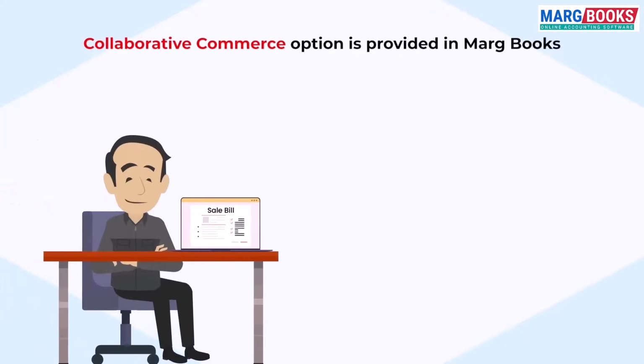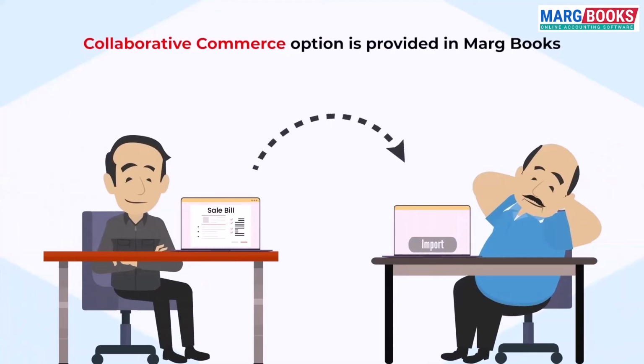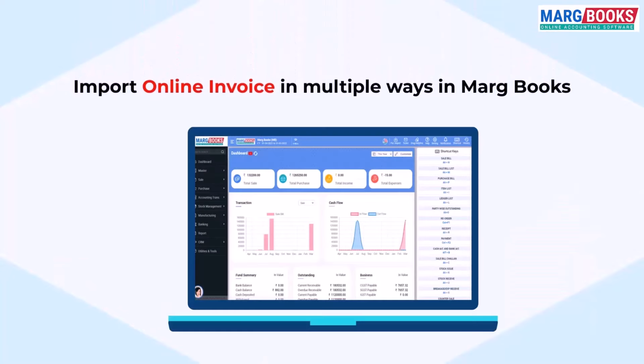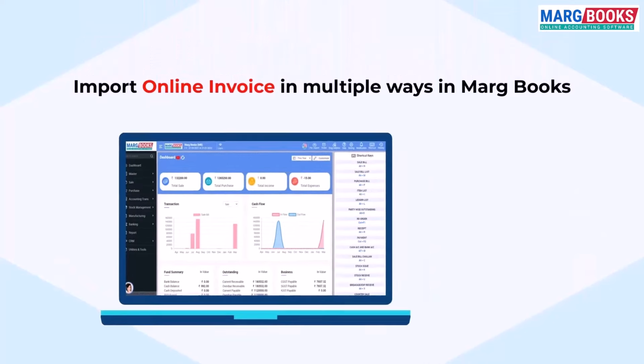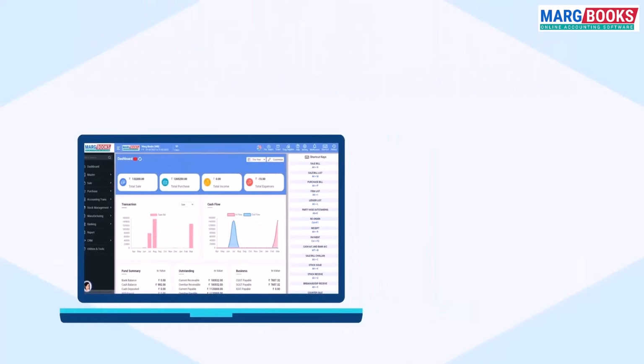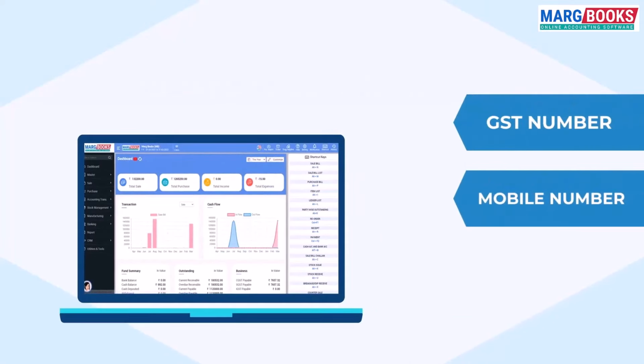With this option, whenever a supplier generates a bill, it can automatically be converted into a purchase bill for the retailer with the click of a button. In Marg Books, there are multiple ways to import bills. You can import invoices based on GST number, mobile number, or email ID. Now, let's see how to do this.